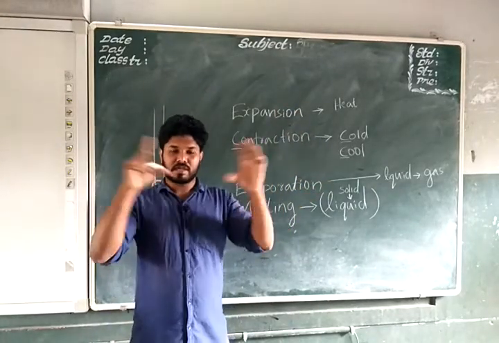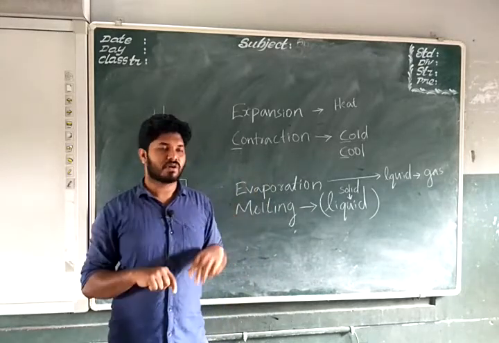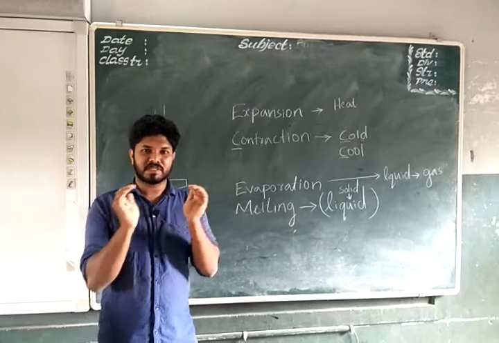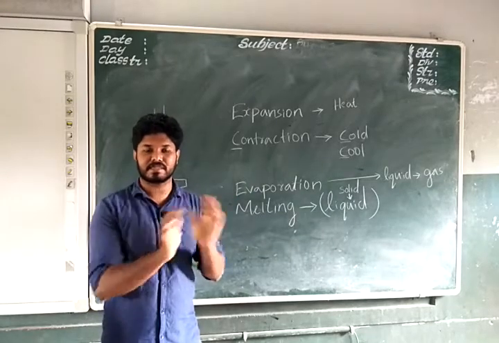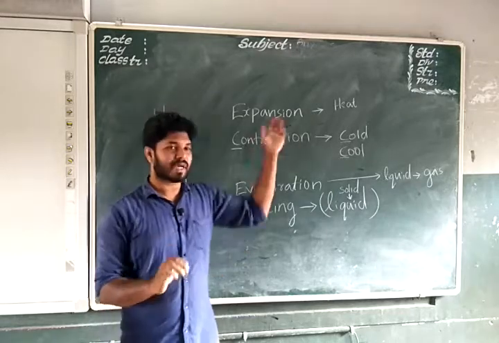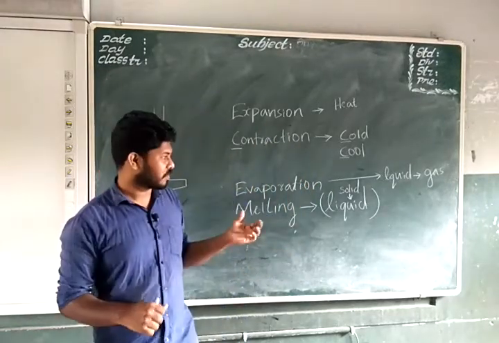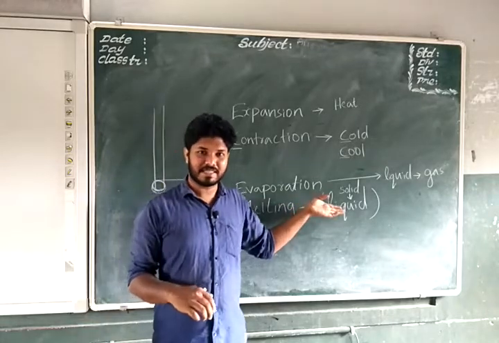Expand means increasing the girth or the inner surface of the round, and contract means a decrease in size. This one is called contraction. Expansion on heating and contraction on cooling down. That's the process. That topic we already discussed in the last class.